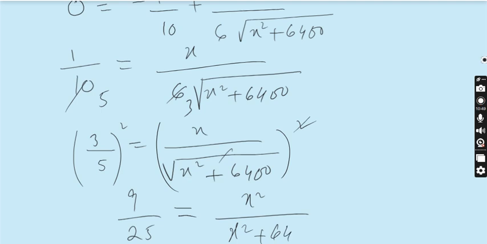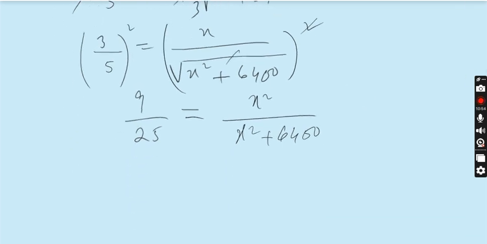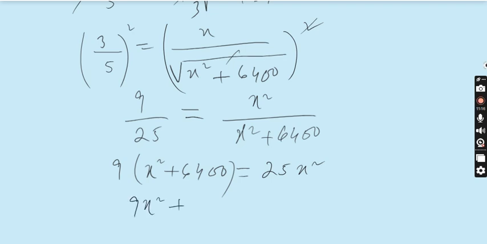x square is x square, and square and root cancel, x square plus 6400. Cross multiply. 9 multiplied by x square plus 6400 and 25 multiplied by x square. So 9 into x square is 9x square, 9 into 6400 is 57600, equals 25x square.